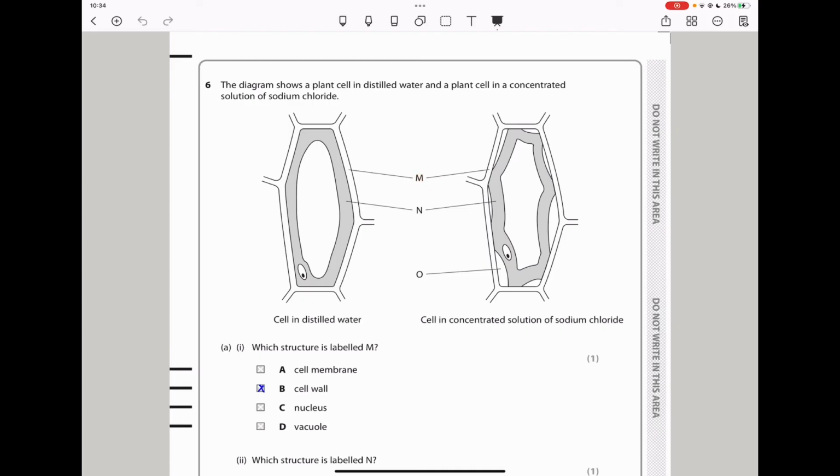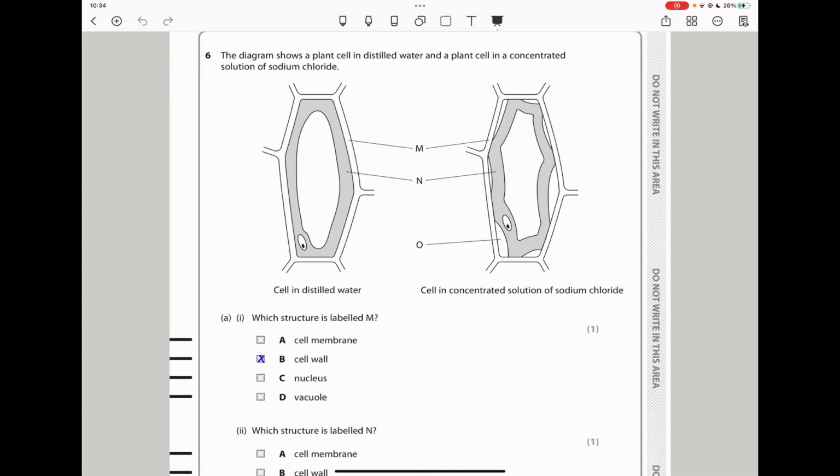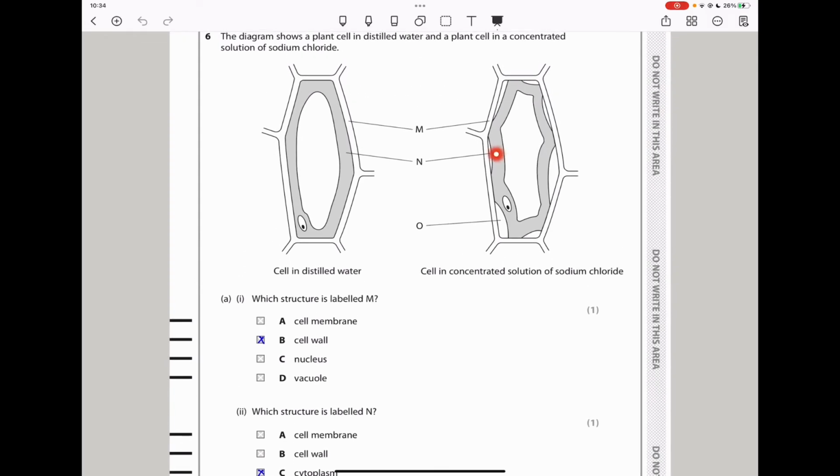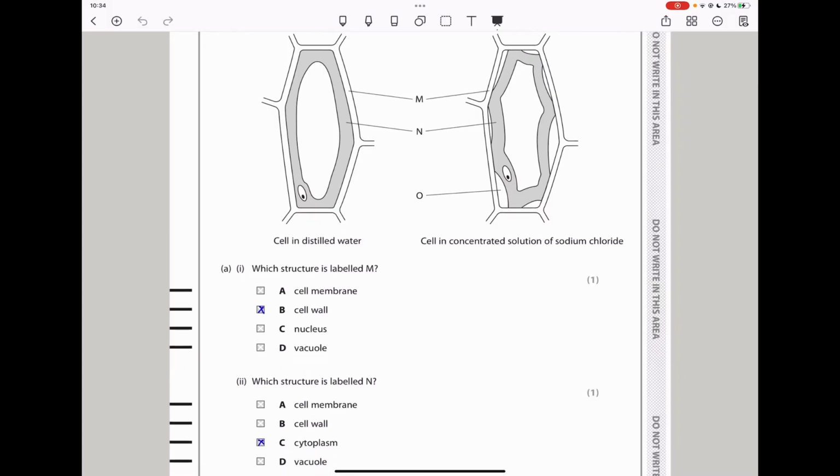Structure M here, that should be the cell wall. The next, which structure is labeled N? N is the cytoplasm. Remember, this is the vacuole. That should be the cytoplasm. And if you compare this and this, we can see here the shape of the vacuole here and there is different because this one here is going to lose some water while this one here is going to gain some water.